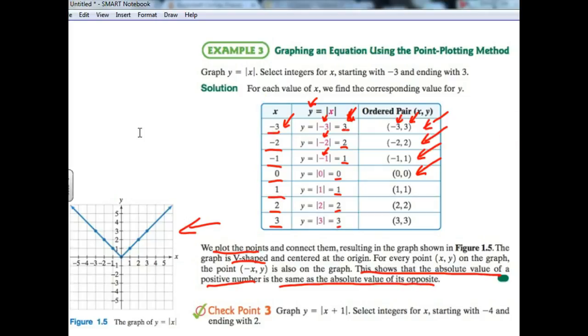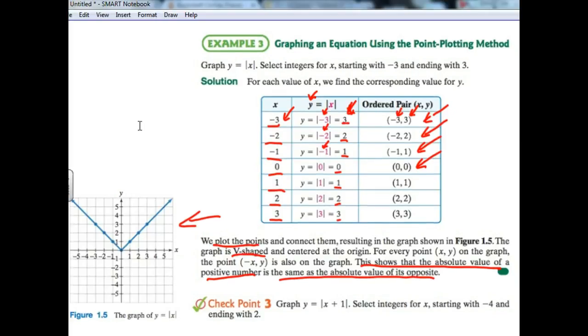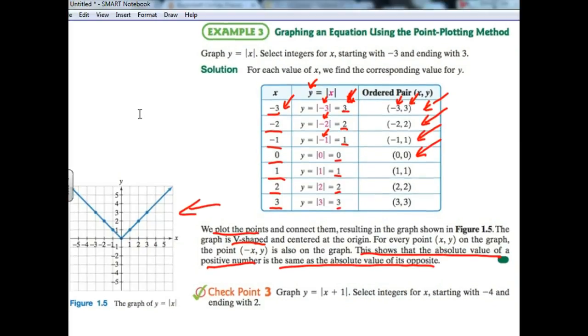Okay. Now, if we were going to graph the absolute value of x plus 1, we would start off the same way. You would start off with your -3, -2, -1, 0, 1, and so on. Then you would make a column where you actually do the math in between. So this would be -3 plus 1, taking the absolute value. Well, that ends up being -2, but the absolute value of that becomes 2.